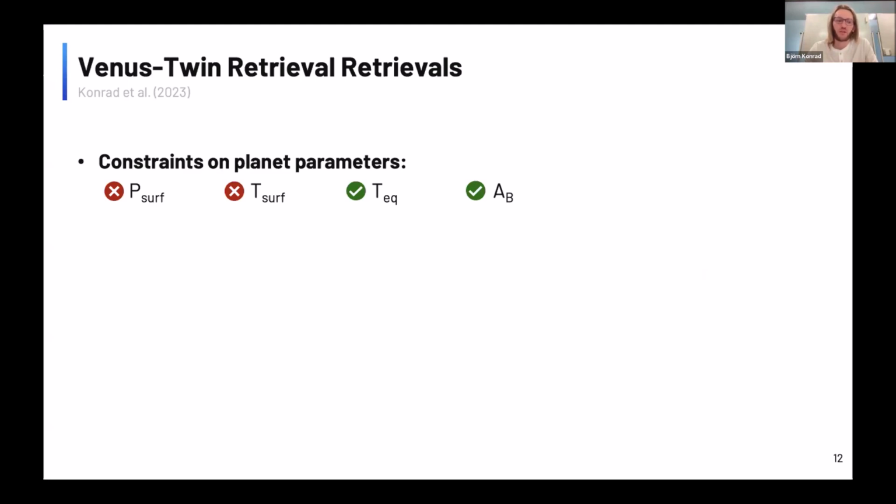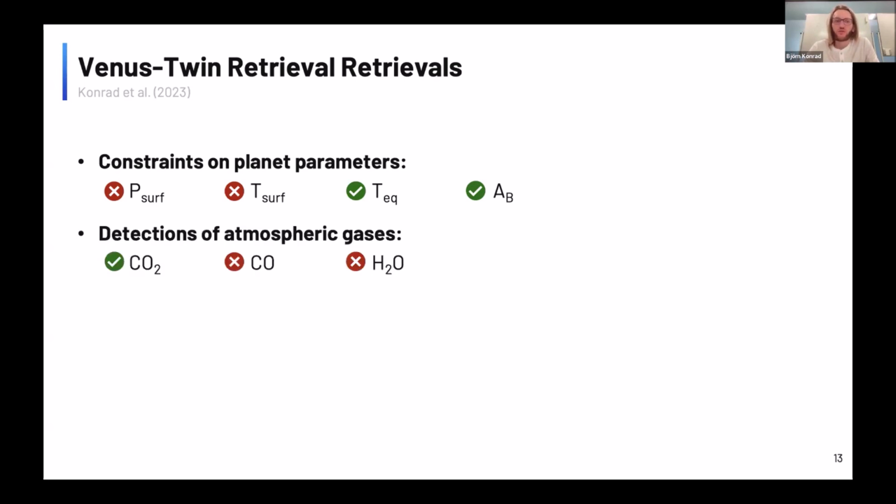In the case of the cloudy model, the model sort of retrieves a Venus-like cloud layer. In the case of the cloud-free model, the retrieval just places the surface of the planet at the cloud top or in Venus's atmosphere. However, we do manage to get quite strong constraints on the equilibrium temperature and the Bond albedo of this Venus-like planet, and that's just because we're considering the mid-infrared thermal emission.